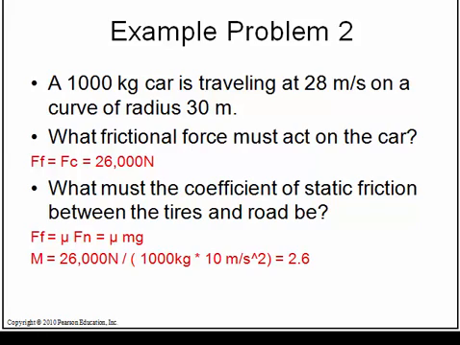which gives us a mu of 2.6. So remember that mu will change depending on weather conditions. So if it rains or is icy, there will not be enough friction to keep the car on the curve at this speed.